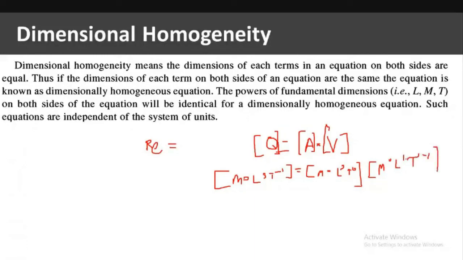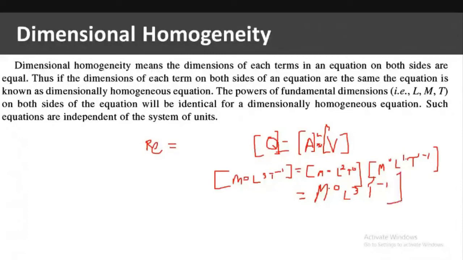ओके, सो अभी हम इन दोनों को ऐड करेंगे. सी इनका जब भी प्रोडक्ट होता है, whenever product is there, जो टू द पावर होता है उसमें एडिशन होता है. ओके, और जब डिवीजन होता है तो टू द पावर में सब्ट्रैक्शन होता है. सो बेसिकली यहाँ पे मल्टीप्लिकेशन है एरिया और वेलोसिटी का, तो इनके पावर का एडिशन होगा. So it is M to the power 0 plus 0, so it is M to the power 0. L to the power 2 plus 1, so it is L to the power 3. And T to the power 0 minus 1, so it is T to the power minus 1.